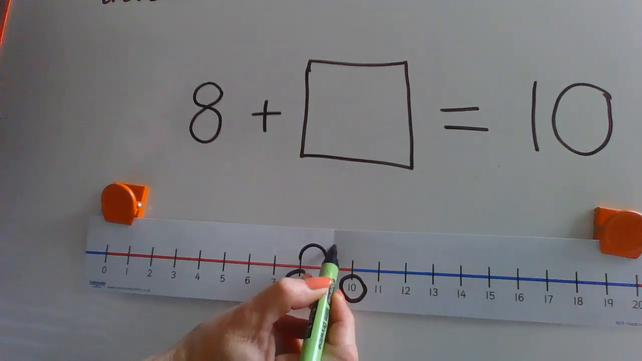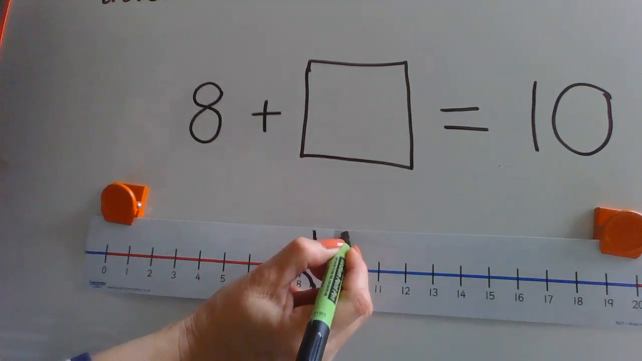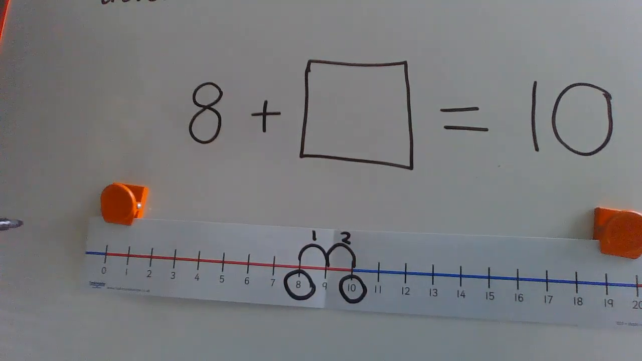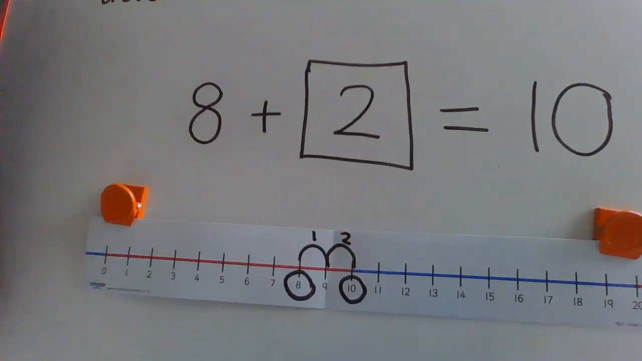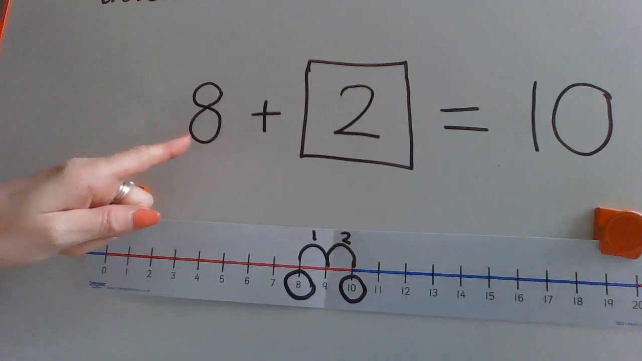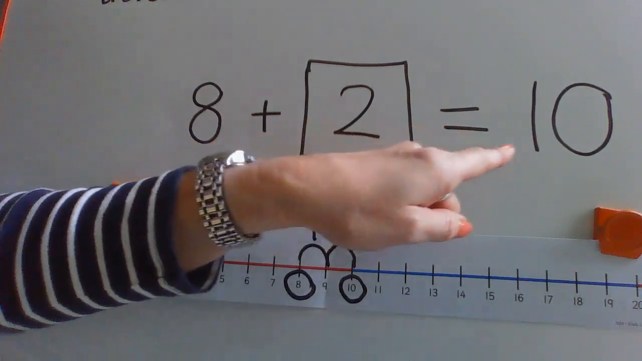Let's have a look. 1 jump, 2 jumps. I'm just going to check that. 1, 2. So there's 2 jumps. That must be the missing number. 8 add 2 equals 10.